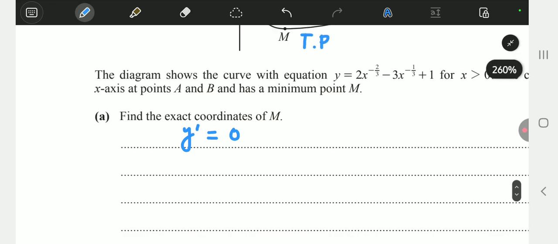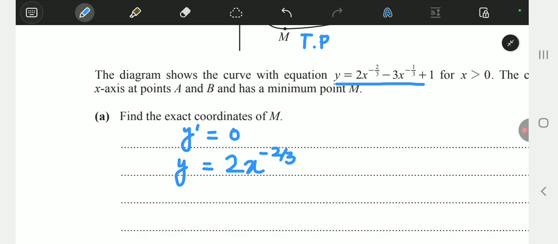Okay, so we have this equation. We are first supposed to find the first derivative, y prime. First write the equation and then do the derivative. y equals 2x to the power minus 2 over 3 minus 3x to the power minus 1 over 3 plus 1.